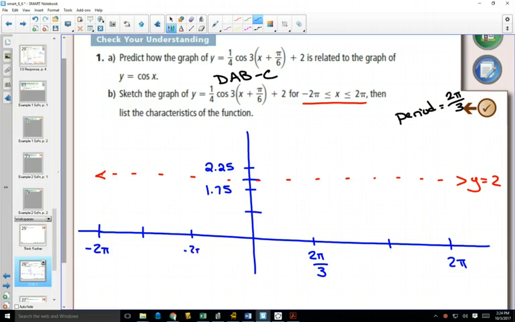This will be negative 2 pi over 3. What would this one be if I labeled it? 4 pi over 3. And this would be negative 4 pi over 3. So this is what makes this question a little bit harder. By giving us the domain from negative 2 pi to 2 pi to graph it in, I set up my scale of where 2 pi and negative 2 pi are, and I had to figure out where 2 pi over 3 would be.